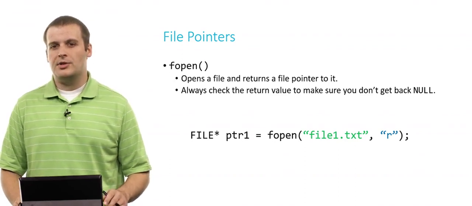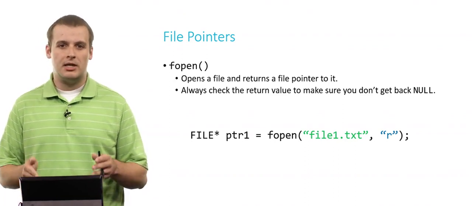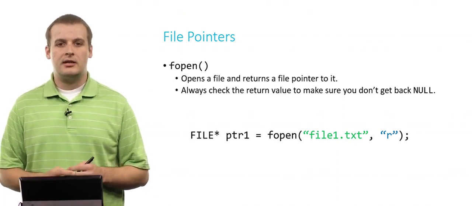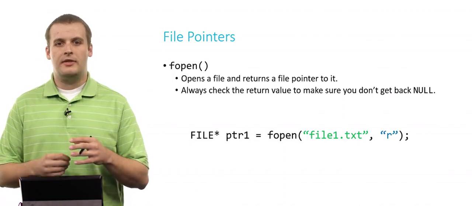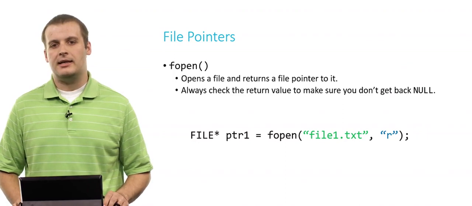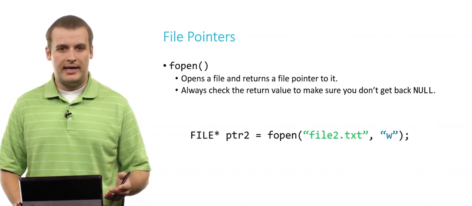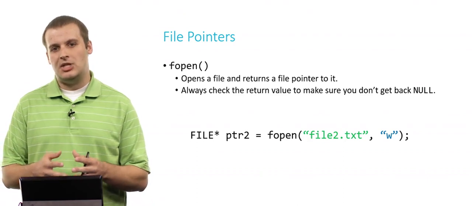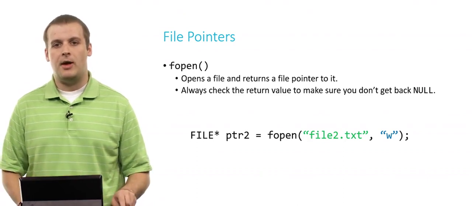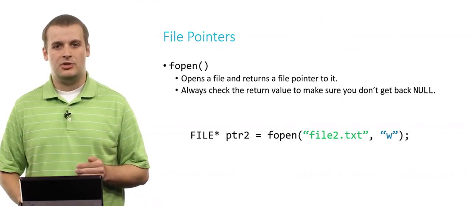So R is the operation that we choose when we want to read a file. When we make a call like this, we get ourselves a file pointer such that we could then read information from file1.txt. Similarly, we could open file2.txt for writing, and so we can pass ptr2, the file pointer I've created here, as an argument to any function that writes information to a file.